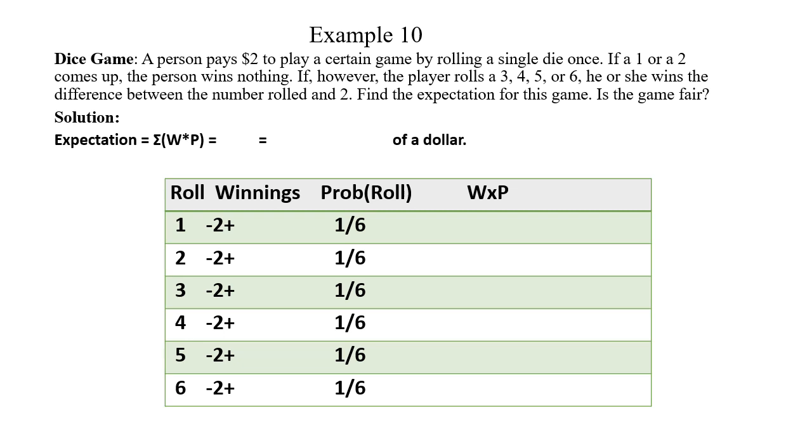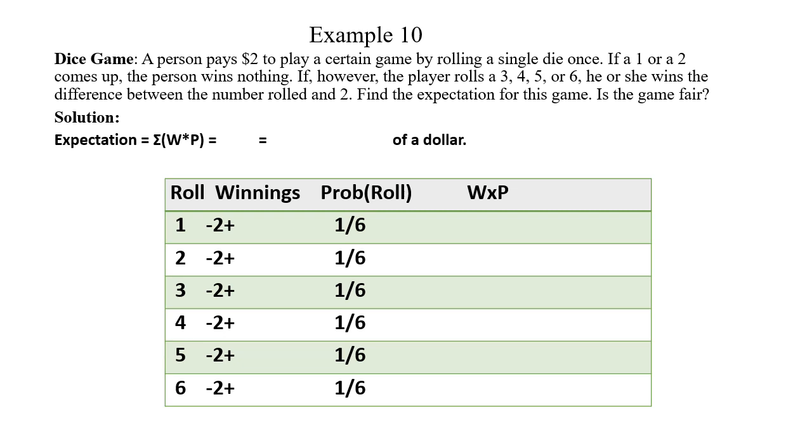Now we have another example of expectation. A person pays $2 to play a certain game by rolling a single die once. If 1 or 2 comes up, the person wins nothing. If, however, the player rolls 3, 4, 5, or 6, he or she wins the difference between the number rolled and 2. We need to find the expectation for this game, and is the game fair?